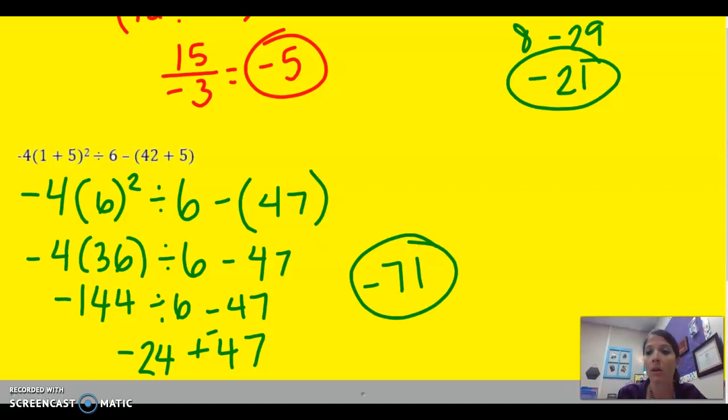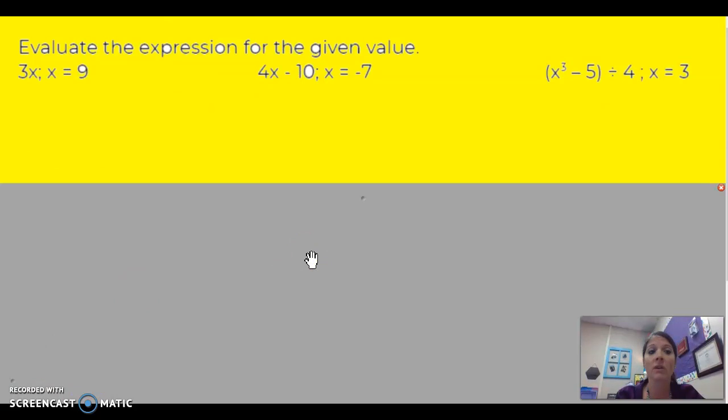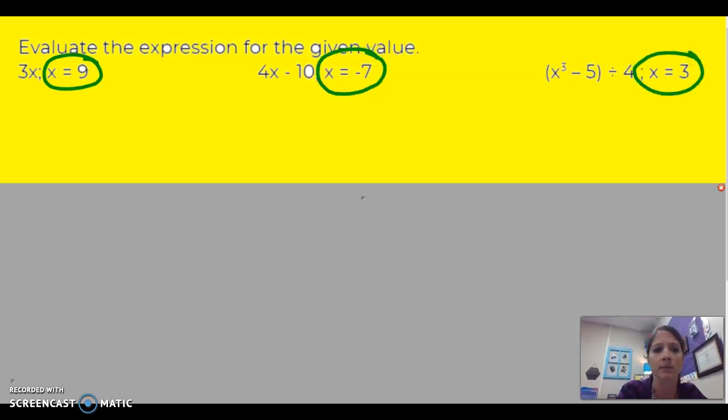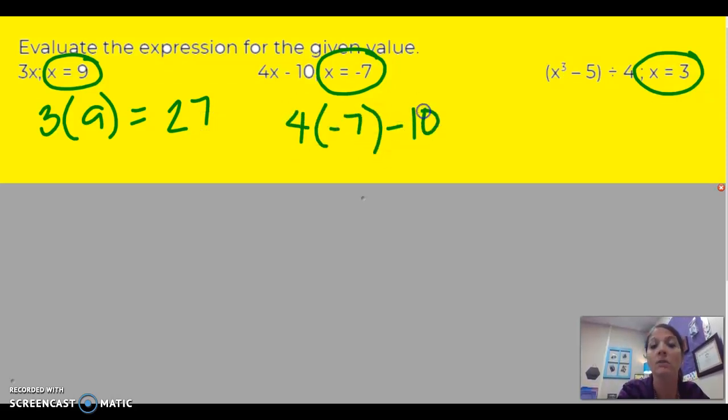Okay, moving on. Now we're going to evaluate. I think it's easier if you go ahead and circle off this x equals, because I think it's confusing the way it's written. So all I'm doing is plugging in. I just have 3 times 9, which in this case is 27. I have 4 times a negative 7 minus 10. So now I have to do a little more solving. 4 times a negative 7 is a negative 28, minus 10 would be a negative 38.